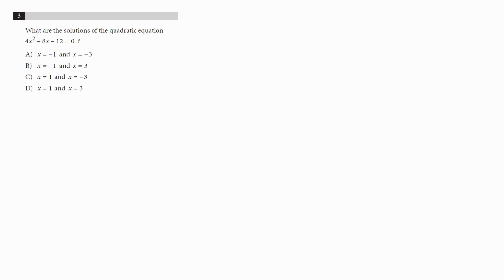Number 3. What are the solutions to the quadratic equation 4x squared minus 8x minus 12 equals 0? There's a couple of ways you can solve this. Since each coefficient of the quadratic is even, there's a common factor of 2. So we can simplify this a little bit. If we factor out a 2 from each one, we get 2x squared minus 4x minus 6 equals 0. These coefficients are also all even still, so we can factor out another 2 from each one. Then we get x squared minus 2x minus 3 equals 0.